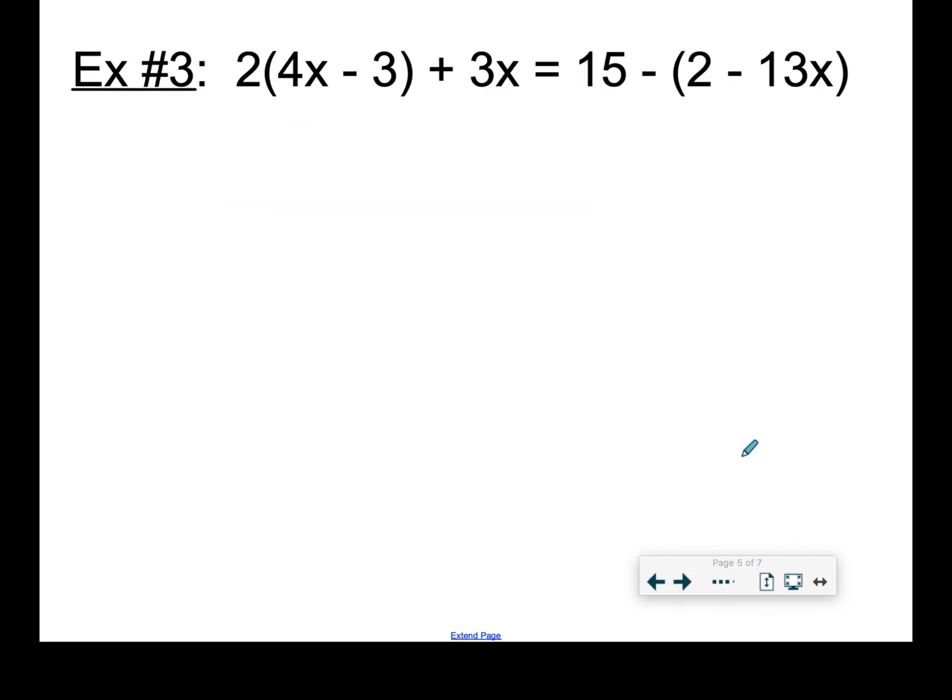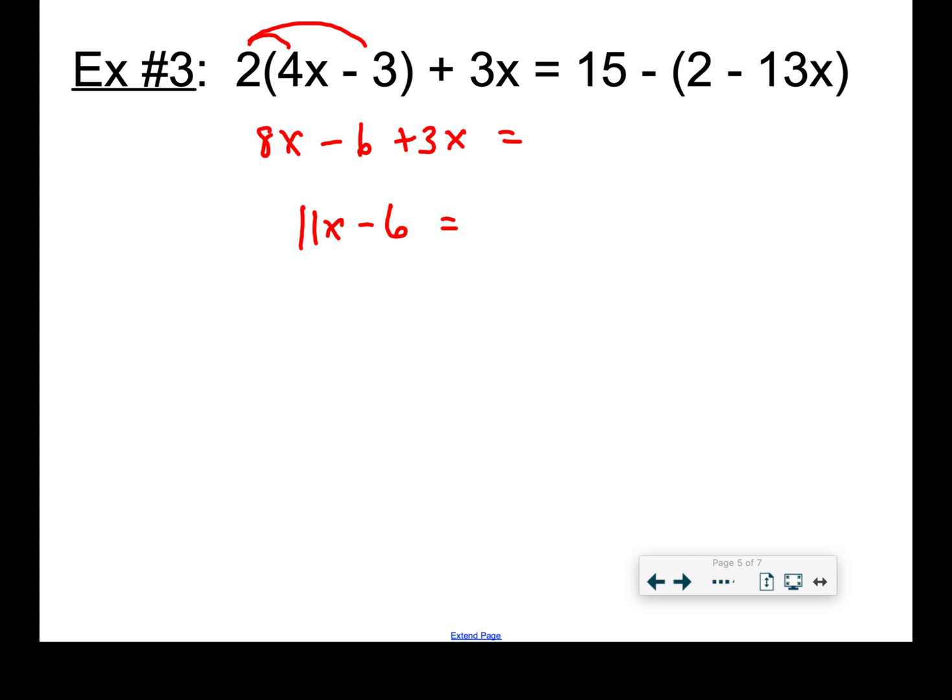All right, now we're going to get a little bit more complicated, where we have to do a little bit more on this problem. I'm going to start off on the left-hand side by taking this 2 and distributing. So 2 times 4x gives me 8x. 2 times negative 3 is negative 6. I still have that plus 3x, so I'm going to write that down. I'm going to keep going, because on this left-hand side I can simplify further since I've got some like terms. I can put the 8x and the 3x together. So that gives me an 11x minus 6. So there's the left-hand side.